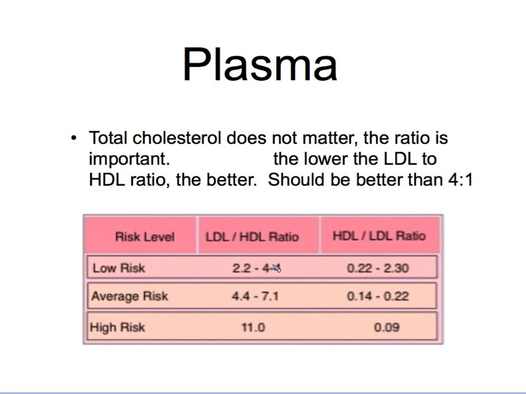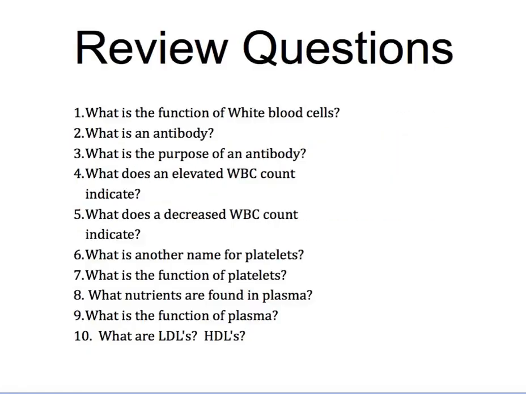Okay, so 4-1, 2.2 to 4.4. Somewhere in there is the ratio. You want this 4-1, 3-1, something. You want a low number to 1 for your ratio. We don't want something like 11-1. That's not a good situation. That's a lot of bad cholesterol, not a lot of good cholesterol. And so you want this 2.2 to 4.4 LDL to HDL ratio. That's kind of what we're shooting for here. That's what doctors are looking at when they tell you your cholesterol is high, low, normal, and so forth.